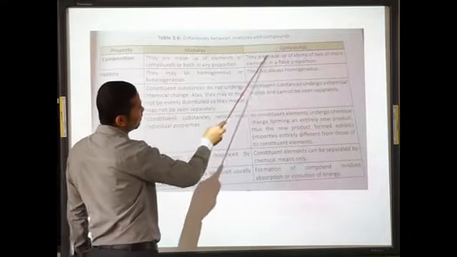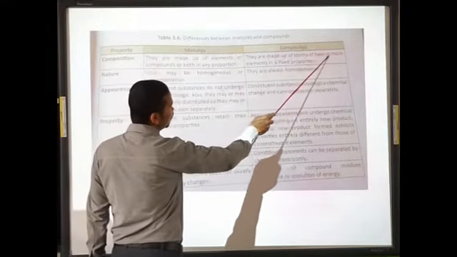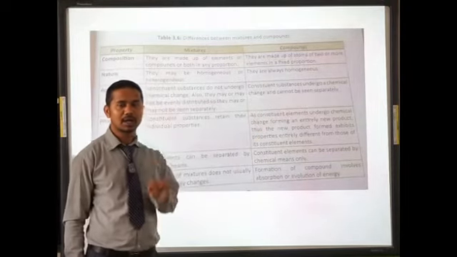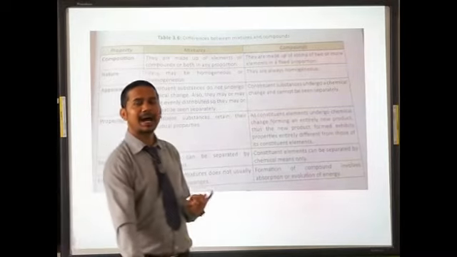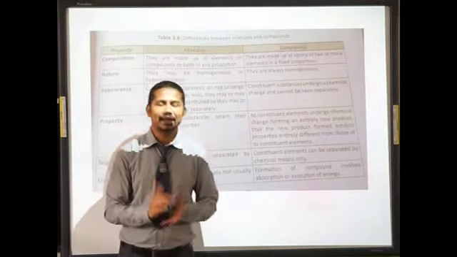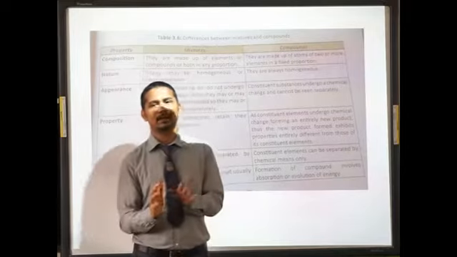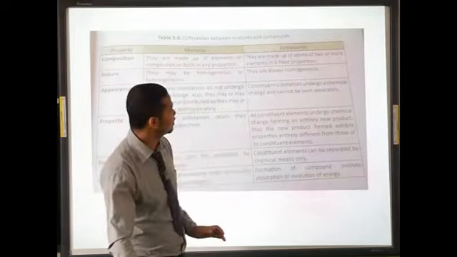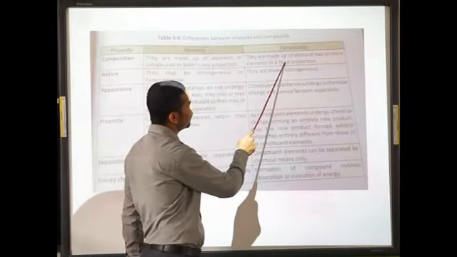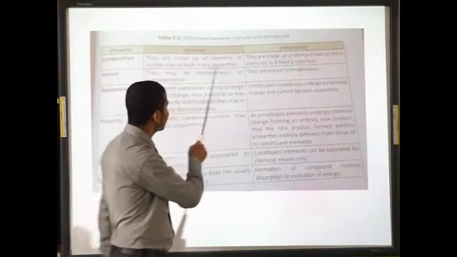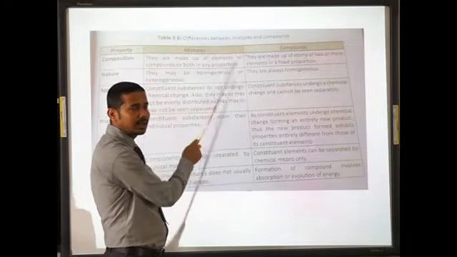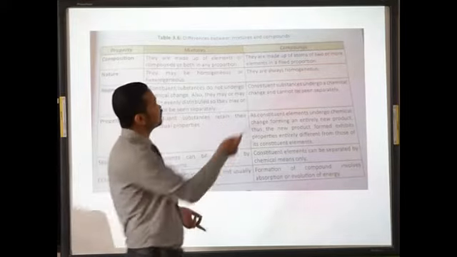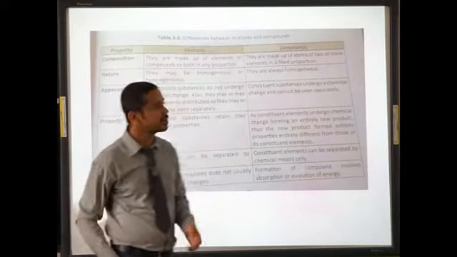But compounds are made up of atoms of 2 or more elements in a fixed proportion. So how are compounds formed? Compounds are formed by mixing 2 elements, by mixing elements and compounds, or by mixing compounds and compounds also. But what is very important? Fixed proportion. Here, any proportion. If you mix in any proportion, you will get a mixture. If you mix in a fixed proportion, you will get a compound.